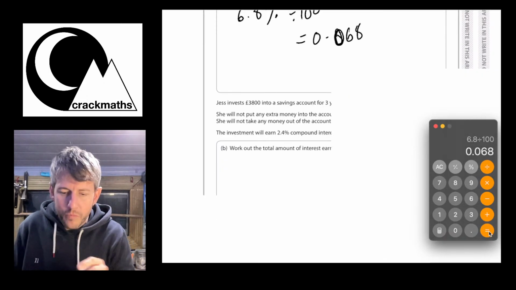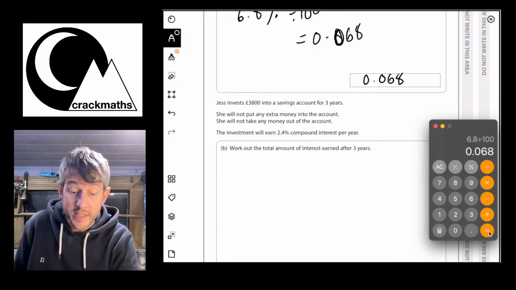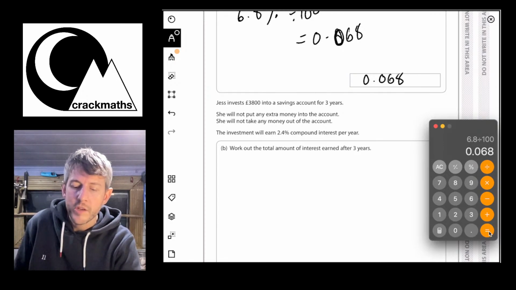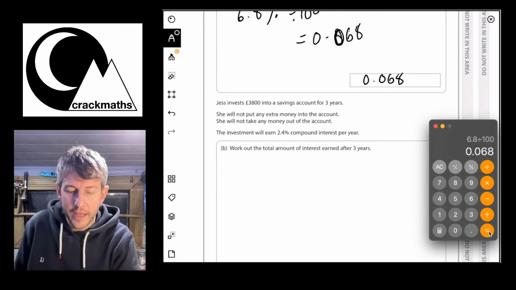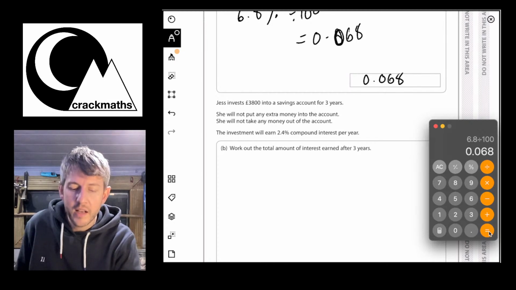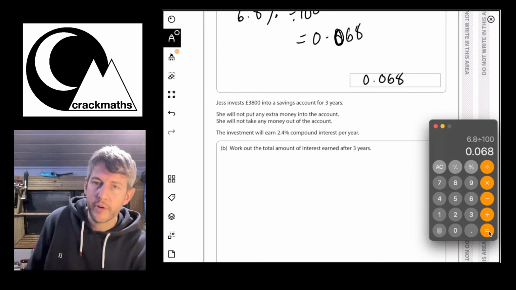Okay, right. I wonder if we'll be able to get this all done by Q2. We'll find out. Jess invests £3,800 into a savings account for 3 years. She will not put any extra money into the account. She will not take any money out of the account. The investment will earn 2.4% compound interest each year. Work out the total amount of interest after 3 years.